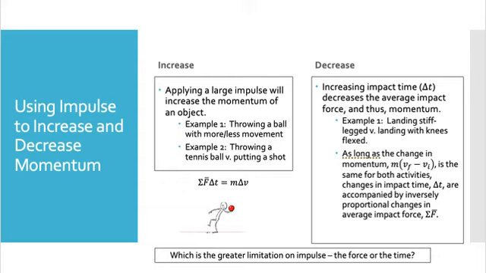However, this doesn't mean that the average impact force is the same for both conditions, or that the impact time, also known as the change in time, must be the same. If the impact time is short, the average impact force must be large. If the impact time is long, the average impact force must be small. As long as the change in momentum is the same for both activities, changes in impact time are accompanied by inversely proportional changes in average impact force.